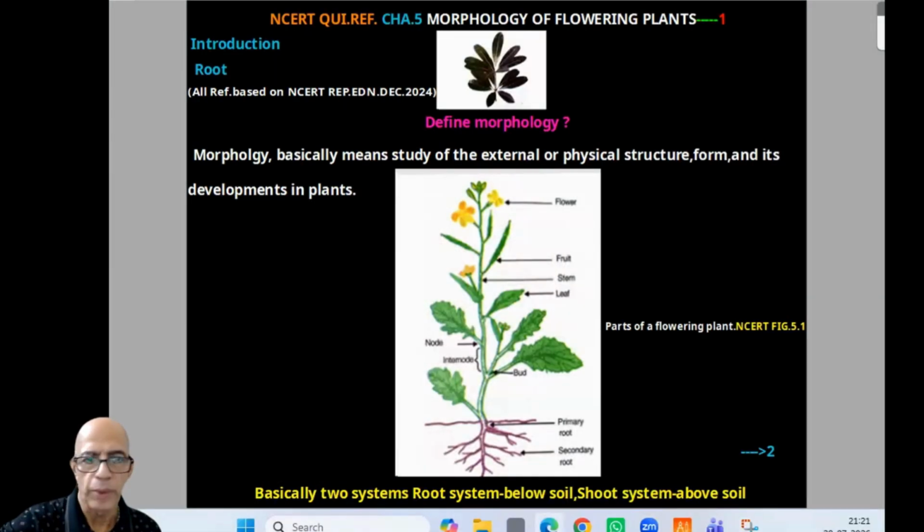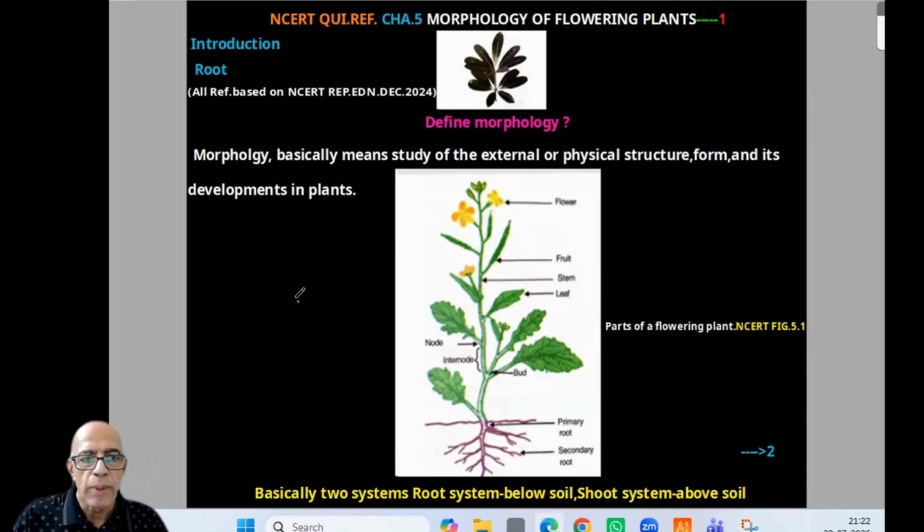So morphology of flowering plants, chapter 5, first part, quick reference, introduction and root. It is based on the NCERT December 2024 edition.